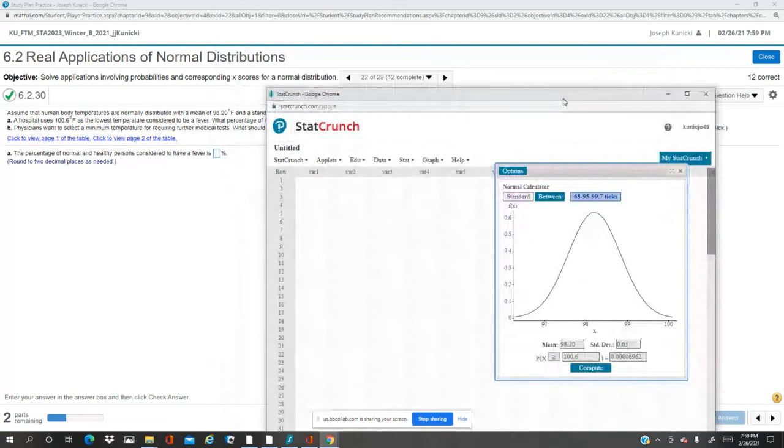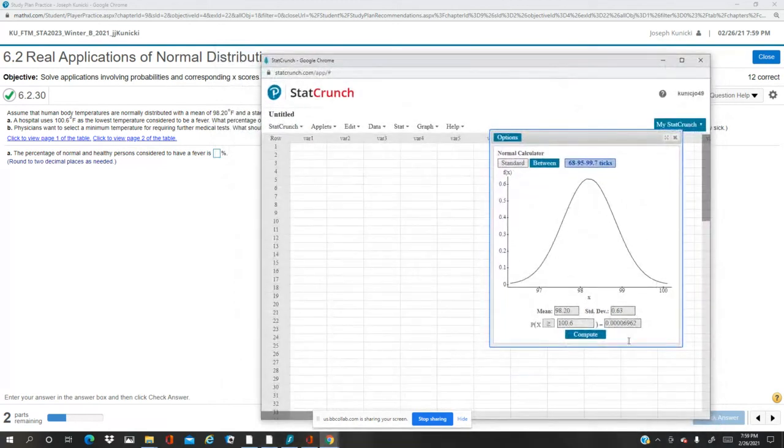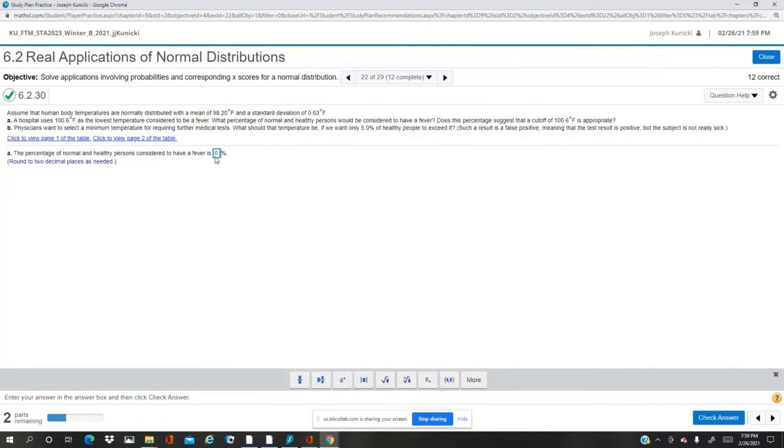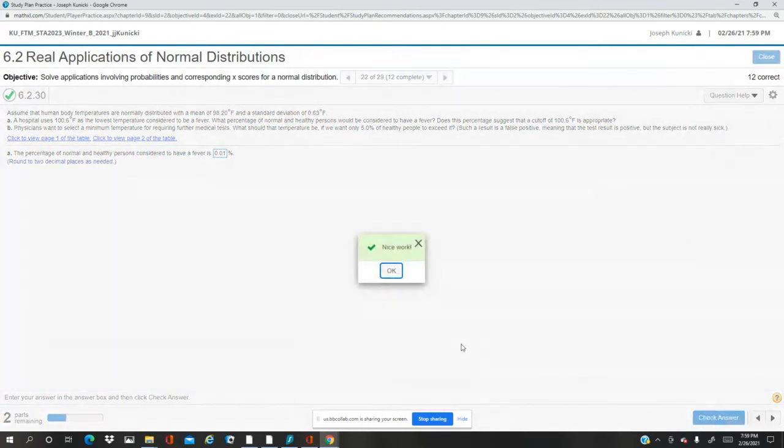Let's see, the percentage, they want it to 2 decimal places, so it's 0.01. That's what it rounds to. 1/100th of 1%. That's one chance in 10,000, with a round off, of a person having a temperature greater than 100.6.